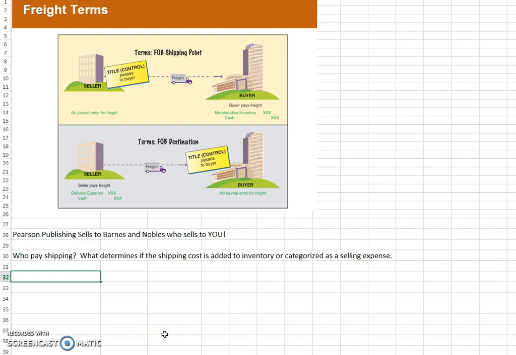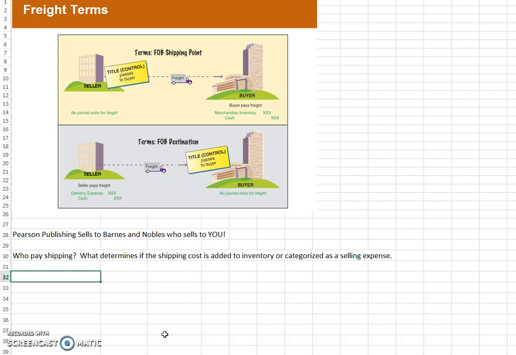Let's talk about shipping. When we use the term shipping, we're talking about shipping or freight or delivery. All of these mean the price that it costs us to get our inventory to us or to our buyer. So let's talk about the terms.